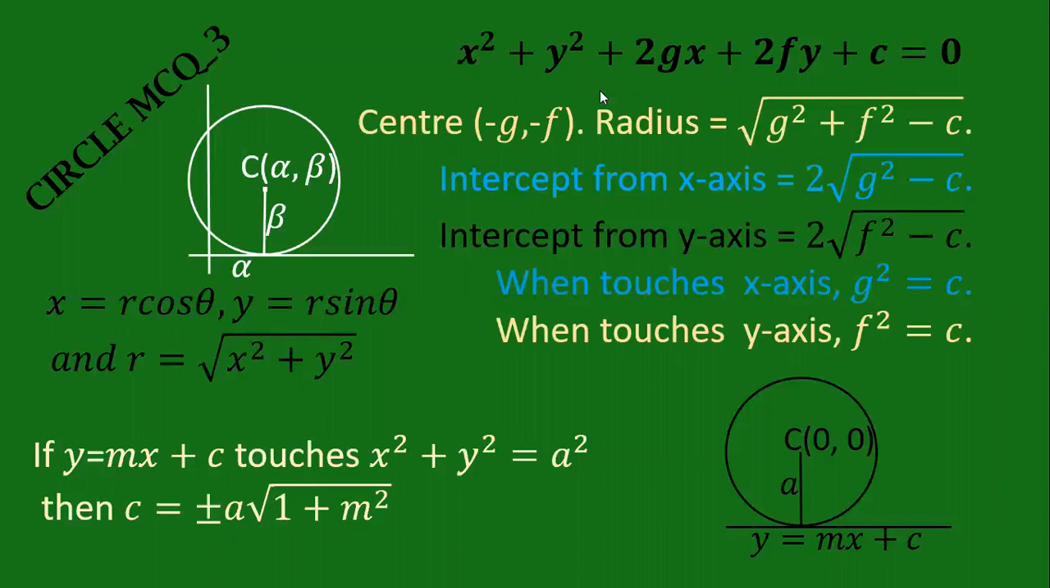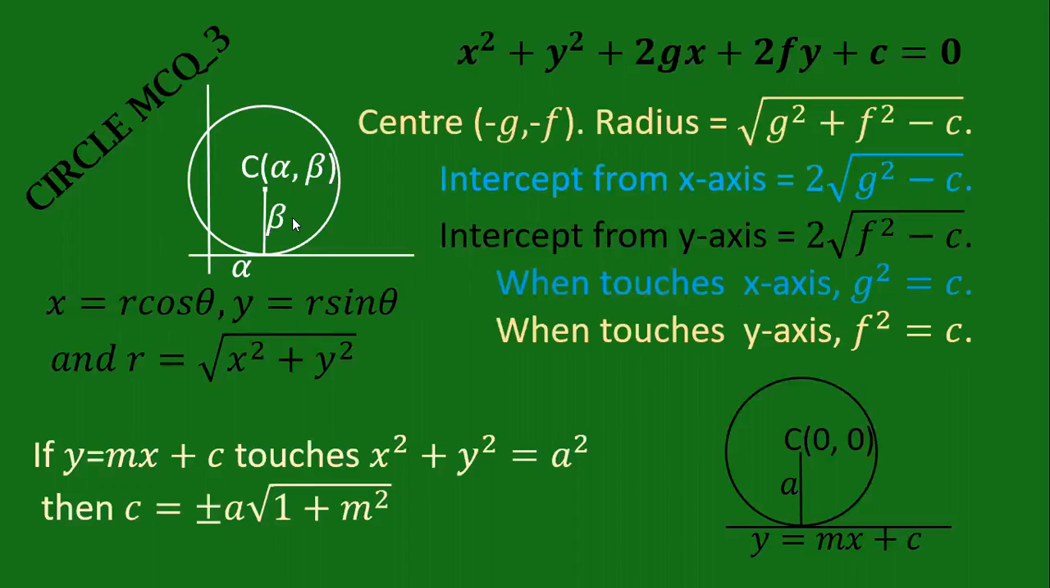The center of this circle is (minus g, minus f). Radius is equal to square root of g square plus f square minus c. Intercept from x-axis is equal to 2 square root of g square minus c. Intercept from y-axis is equal to 2 square root of f square minus c. When the circle touches the x-axis, then g square is equal to c. When it touches the y-axis, then f square is equal to c.